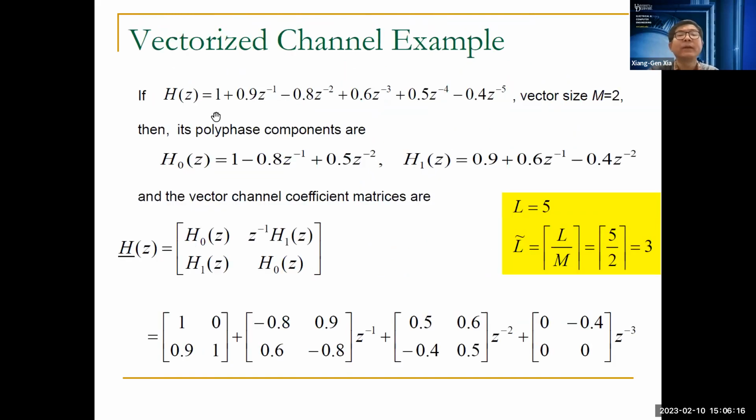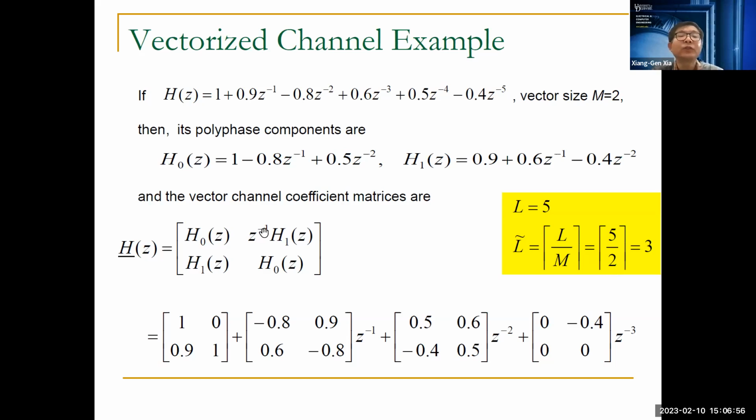Okay, let's see a very simple example. Let's assume this channel has this form, and let's consider the vector size is two, so capital M is two. Then this polynomial is split into two sub-polynomials, two polyphase components. The first one has the even order coefficients, and the second one has all the other coefficients, very simple. Each one has order about half of the original order. In this case, the length of the channel is five, and the vectorized channel length is three, five divided by two here.